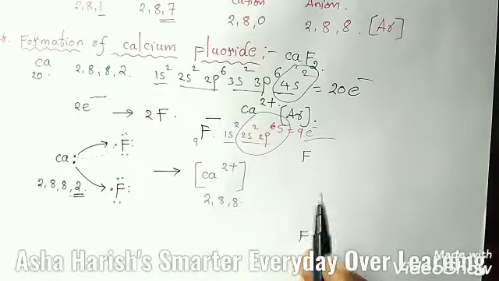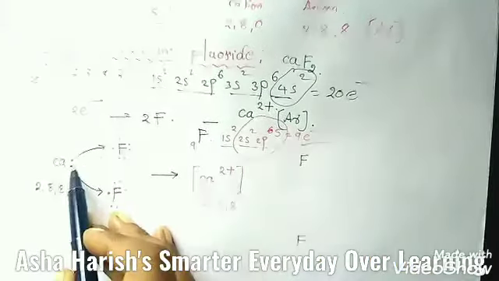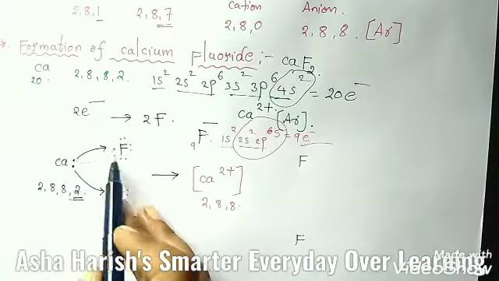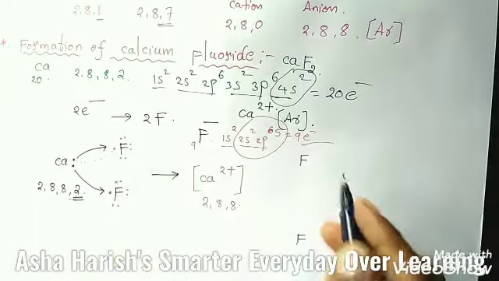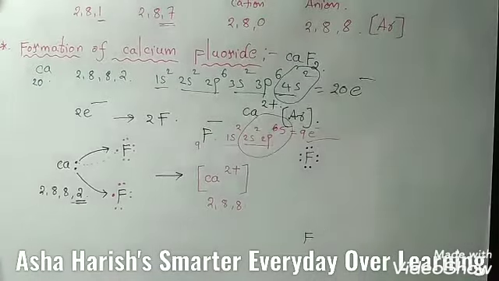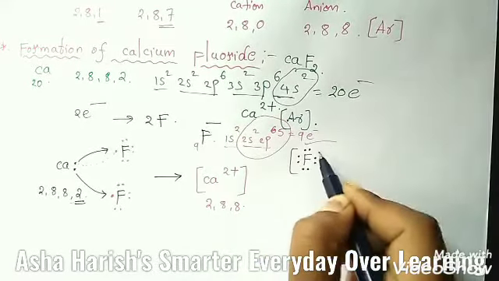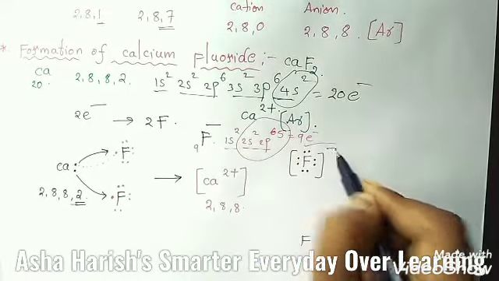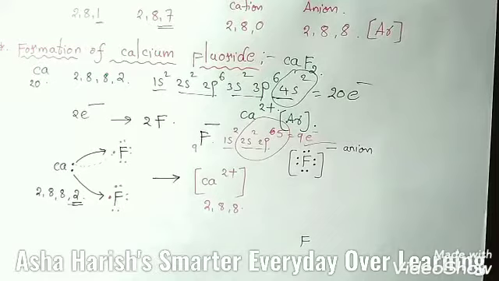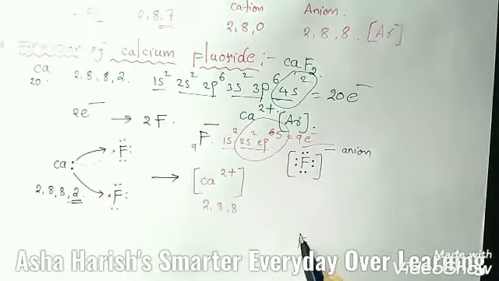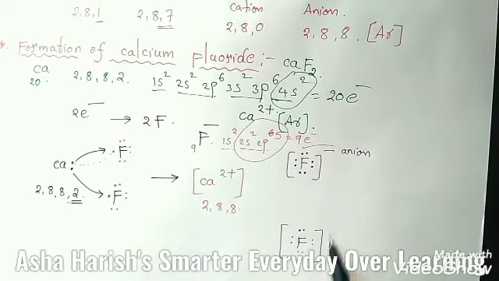Here we can see the fluoride ion formation also. Let's see, here one electron is transferred from calcium to this fluorine. Then this fluorine got 8 electrons, 8 electrons here around the fluorine. I am representing here. By gaining 1 electron, F minus ion, an anion, should be formed. And this fluorine also is the same, which has 8 electrons. By gaining 1 electron, this is F minus.